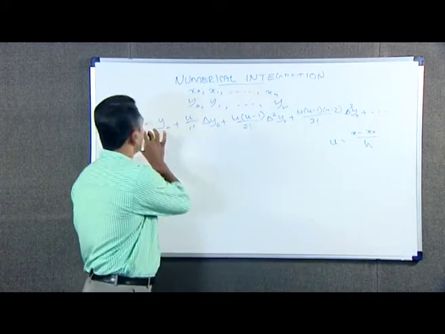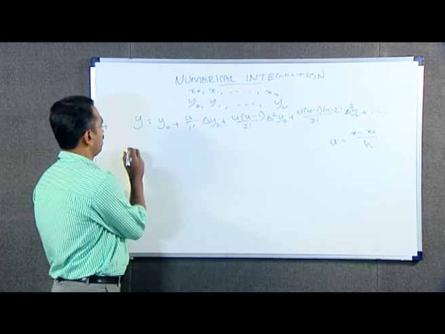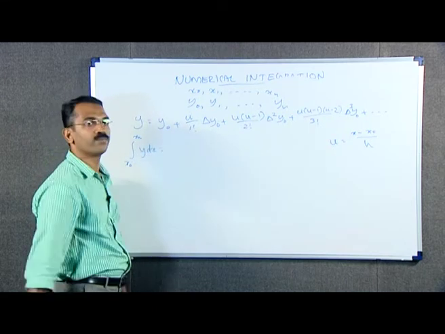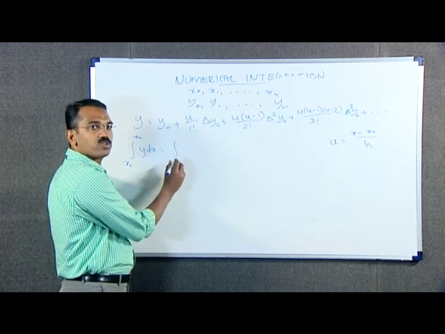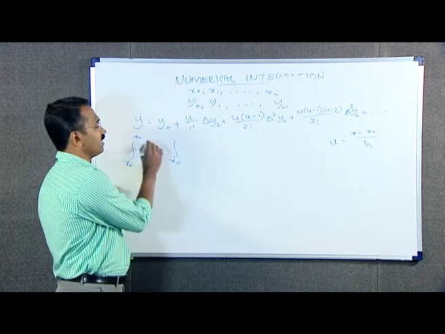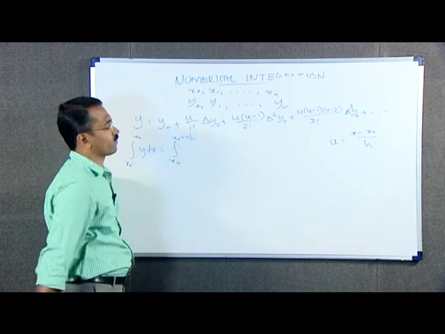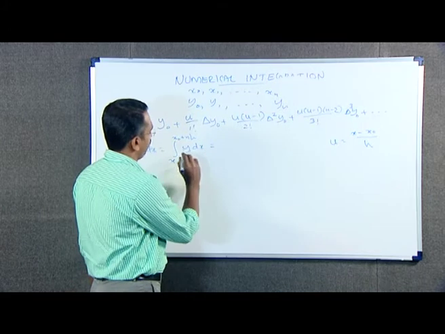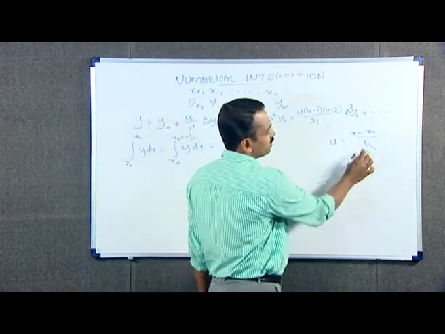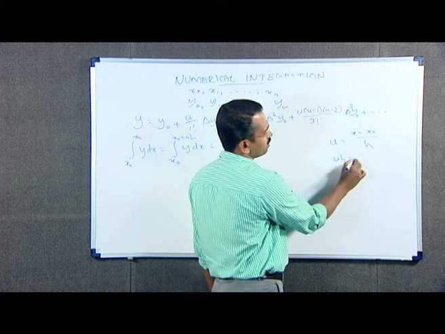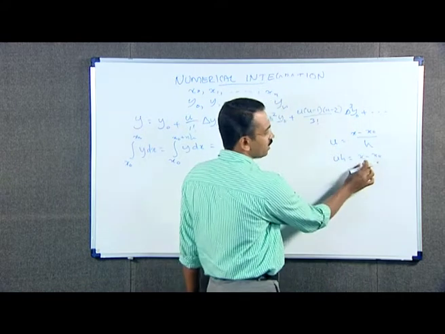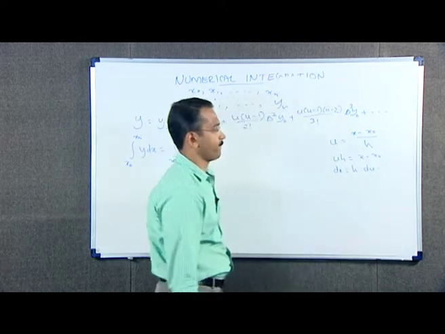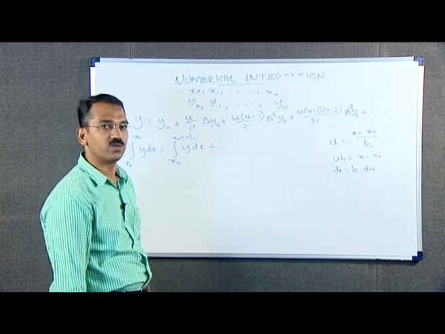Now, we integrate this y between the limits x naught and xn, that is, integral from x naught to xn y dx is equal to integral from x naught to, we can write xn as x naught plus nh, y dx. We substitute u equal to x minus x naught by h, which implies u into h is equal to x minus x naught, or dx is equal to h into du. dx is h into du.